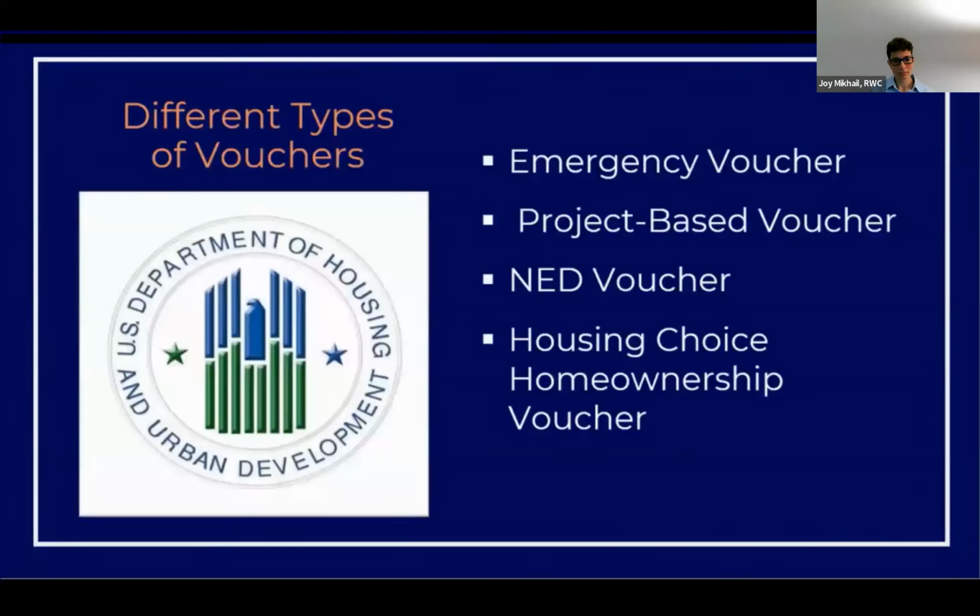Now, I want to go over some different types of vouchers that eligible non-citizens can qualify for if funding is available. Housing vouchers are highly effective at reducing homelessness. They do create housing stability and contribute to lifting people out of poverty. Besides the one popular one everybody knows, the Housing Choice voucher, there are other vouchers available to low-income individuals and families, such as the emergency voucher, the project-based voucher, NED, and housing choice homeownership vouchers.